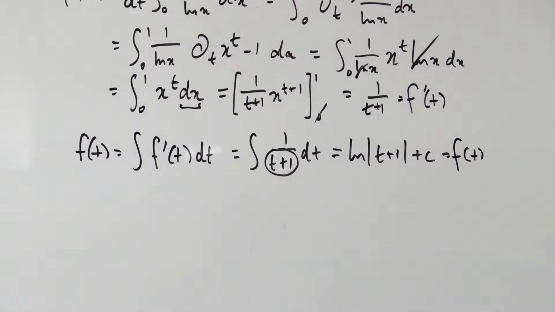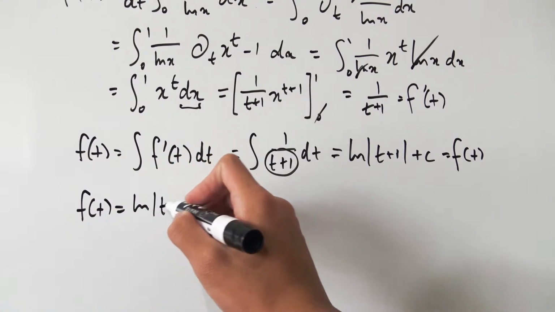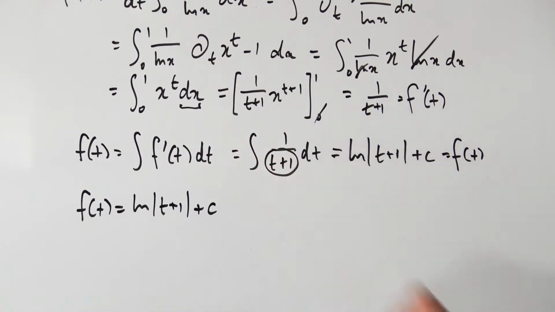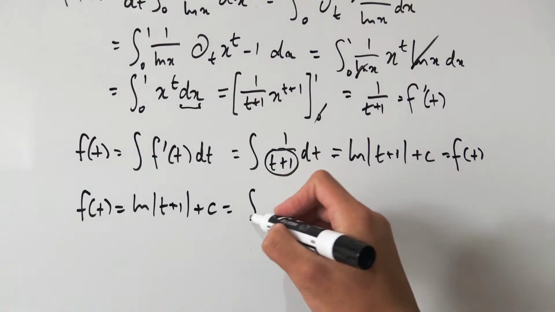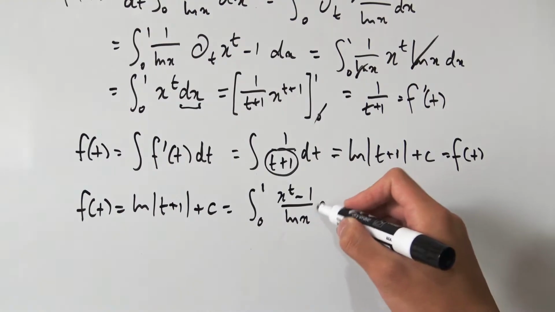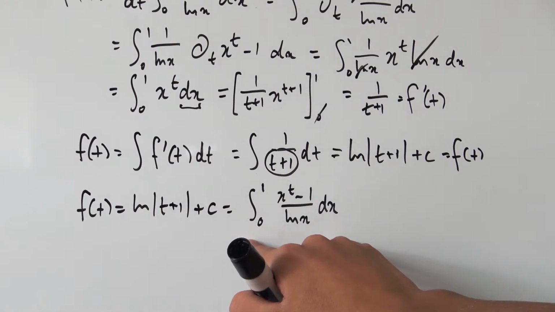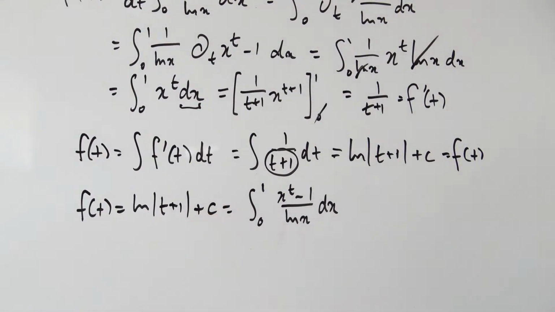So what do we have so far? Well, on the one hand, our f of t is equal to the natural log of t plus 1 plus some random constant c. But notice, as we defined earlier, that is also equal to the integral from 0 to 1 of x to the t minus 1 over the natural log of x dx. Well, how can we figure out what our constant is here? Well, maybe we can do a smart substitution for our t, because if these two expressions are equal, that means for any value of t it takes in, the two expressions must still be equal. So why not let t be, for example, 0?